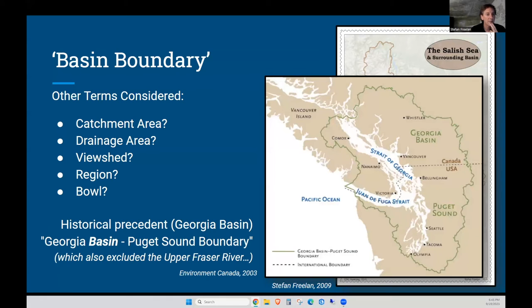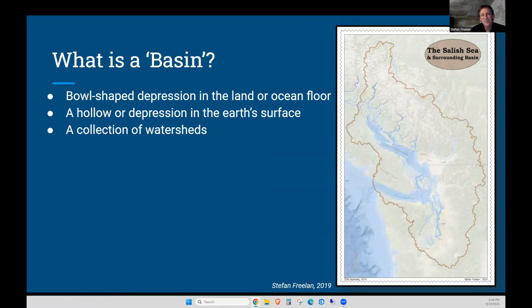There's some precedent there before us. In the Georgia Basin, they've been talking about the Georgia Basin for decades, the Puget Sound boundary. It seems to work. It's kind of a squishy term. And here's that earlier map, the 03 Environment Canada map; the Canadians cut off the north part of the river too. I felt like I was justified there. So what's a basin? It's much more fuzzy. It could be a watershed, but it's much less scientific and much more gray. And that's what I wanted.